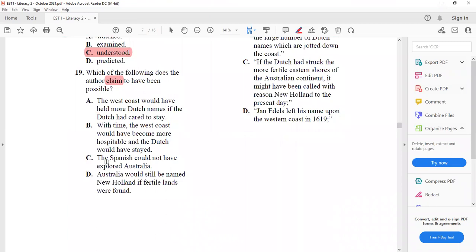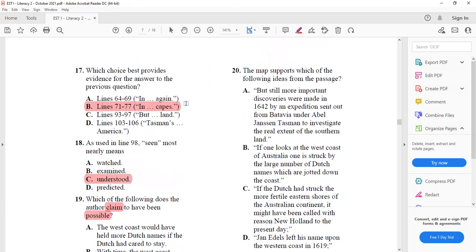Okay. The Spanish couldn't have explored Australia? No, because the Spanish explored it. Australia would still be named New Holland if fertile land were found? Yes, Mr. This is possible. This is possible. Okay, the last question, I think.